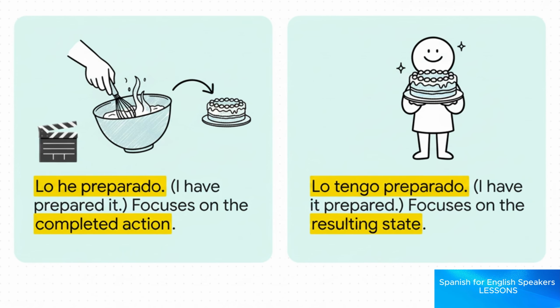The focus is all on the completion of the event. But when you say "lo tengo preparado," it's different. It's like, I have the prepared thing in my possession now, it's ready to go. So you see the difference? Haber is all about the event, the action itself. Tener is about the state, the result that you now hold.